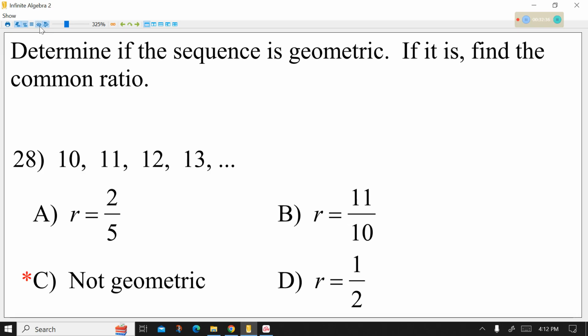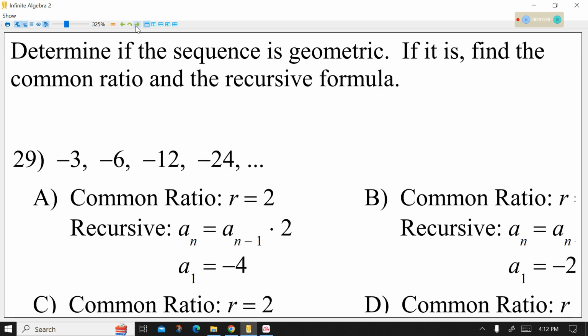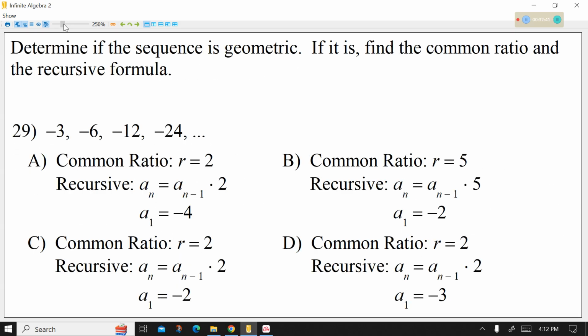Again, not geometric. So 29, it looks like we finally made it to another problem set. I think this would be a good place to stop this video. So we made it up to 29. Hopefully the basics are something that you understand at this part.